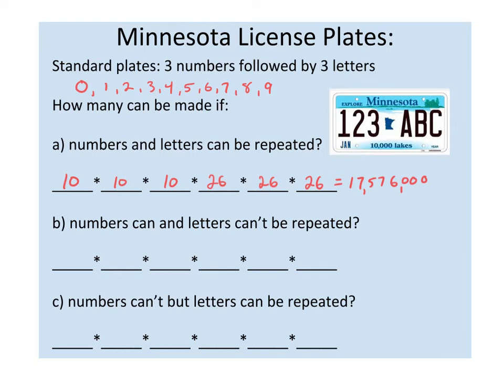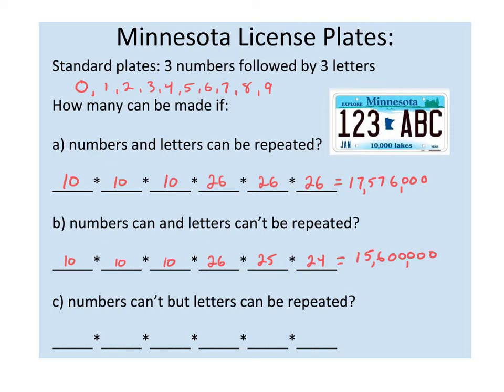Now, what if numbers can but letters can't be repeated? If numbers can be repeated, then again I'm still going to have 10 in each spot because I'll have 10 digits to choose from. But if letters can't be repeated, for the first one I'll have 26 letters to choose from. Once I choose one of those, there's only 25 letters left to choose from. And then if I choose another one, there will only be 24 letters to choose from. When we multiply all those together, we end up with 15,600,000.